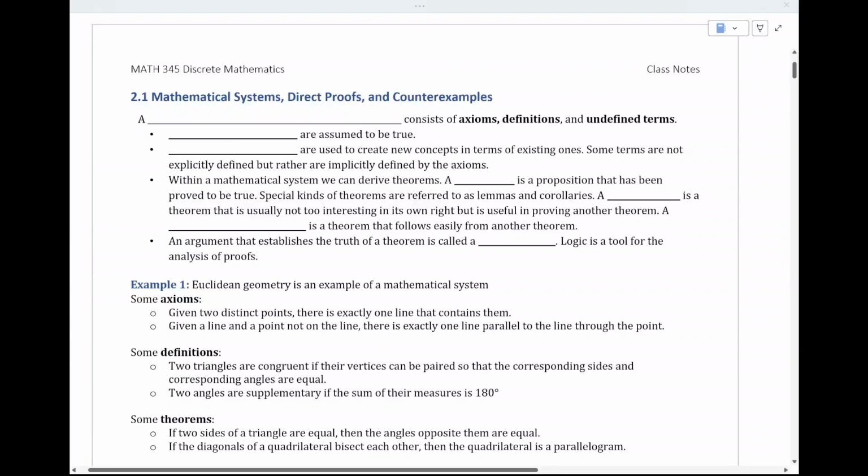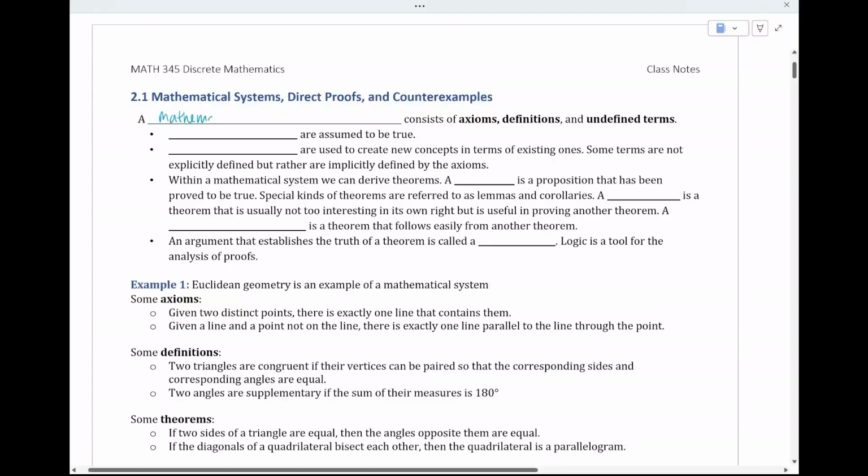Hello, welcome. This is Discrete Mathematics, and today we're going to talk about Section 2.1, Mathematical Systems, Direct Proofs, and Counterexamples. Chapter 2 in our textbook is all about proofs. We're going to talk about formal ways to prove things. This section is mainly going to focus on direct proofs, which is the most direct way to prove things, so we'll talk about that. But first up, let's talk about mathematical systems.